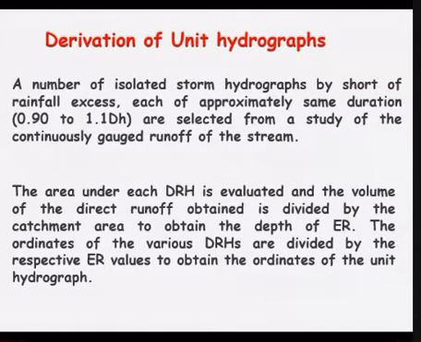Derivation of unit hydrograph. A number of isolated storm hydrographs caused by short rainfall excess, each of approximately the same duration, 0.90 to 1.1 D, are selected from a study of the continuously gauged runoff of the stream. The area under each DRH is evaluated, and the volume of direct runoff obtained is divided by the catchment area to obtain the depth of ER. The ordinates of the various DRH are divided by the respective ER values to obtain the ordinates of the unit hydrograph.